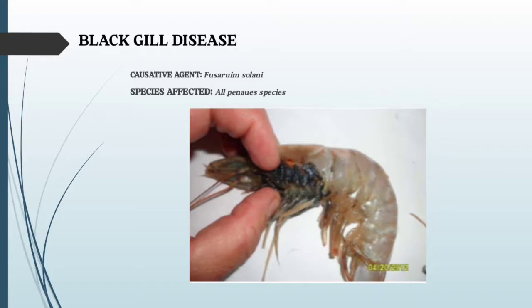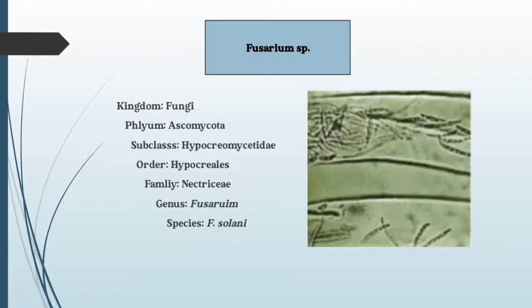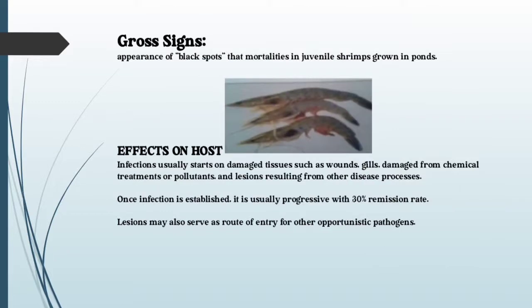Black gill disease. Causative agent: Fusarium solani. Species affected: all Penaeus species. The fungus genus is Fusarium, species F. solani. Gross sign: appearance of black spots, with mortalities in juvenile shrimps grown in ponds. Effects on host: infection usually starts on damaged tissues such as wounds, gills damaged from chemical treatments or pollutants, and lesions resulting from other disease processes.